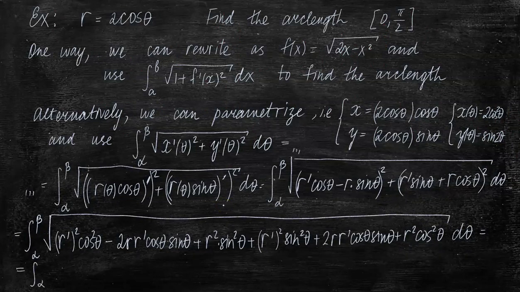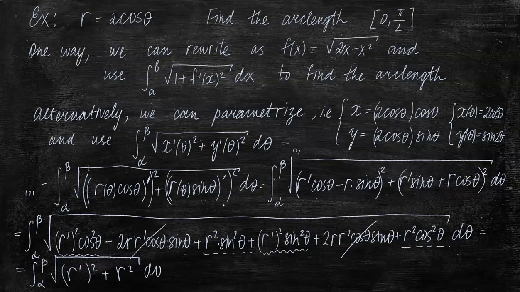We have the integral from alpha to beta of the square root, and now the 2 times the product cancels, because those are identical terms with opposite signs. And now if we combine the like terms, because sine squared theta plus cosine squared theta is 1, we have nothing but r prime squared left. And same here, we factor out r squared, and we have sine squared plus cosine squared, which is 1, so we have r squared. So it turns out, if we continue with the second option, which was the parameterization, we would always end up with something like this.